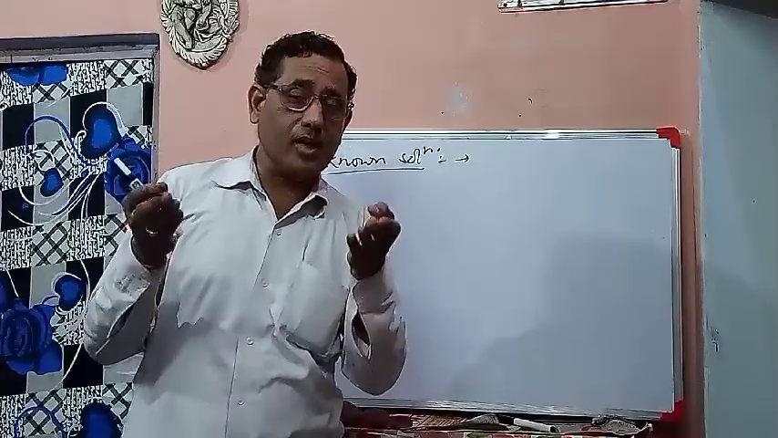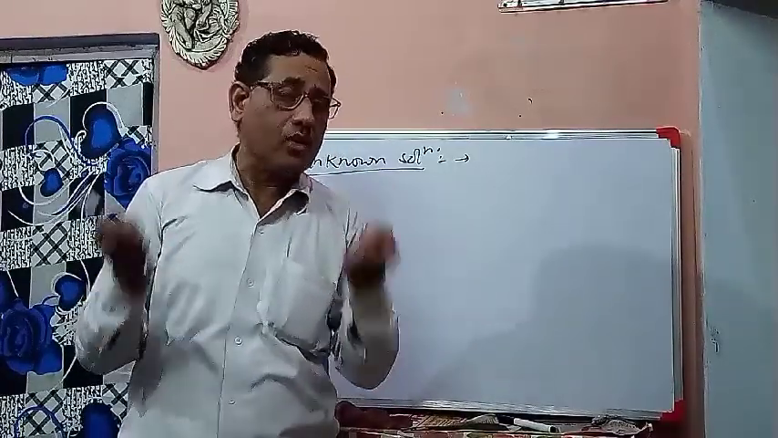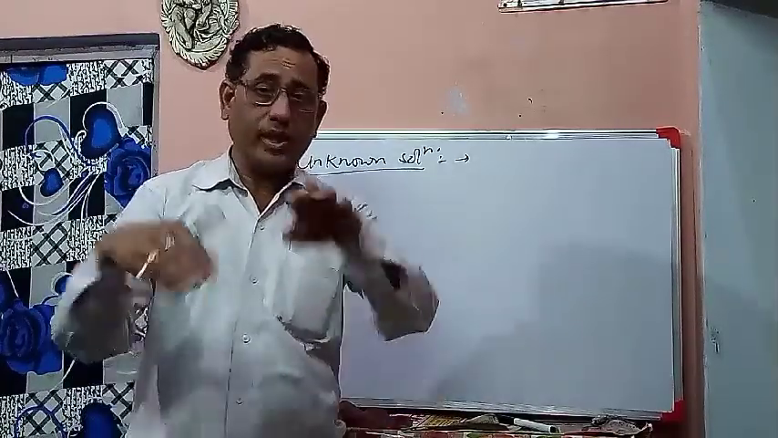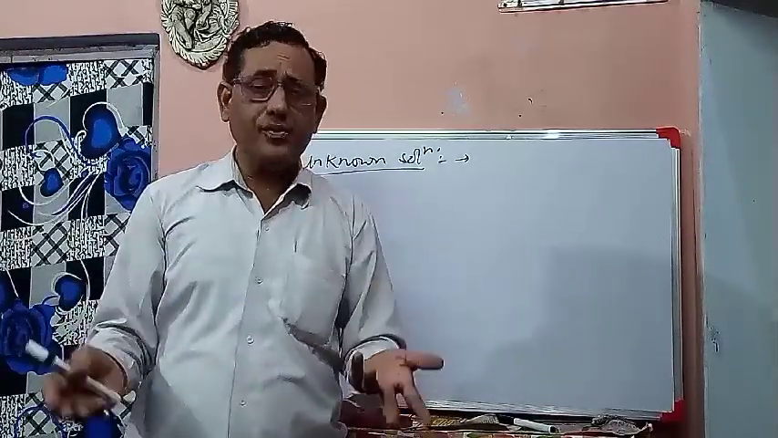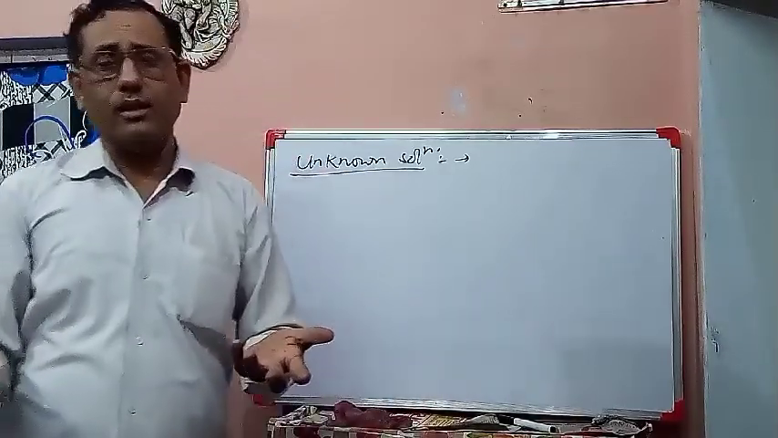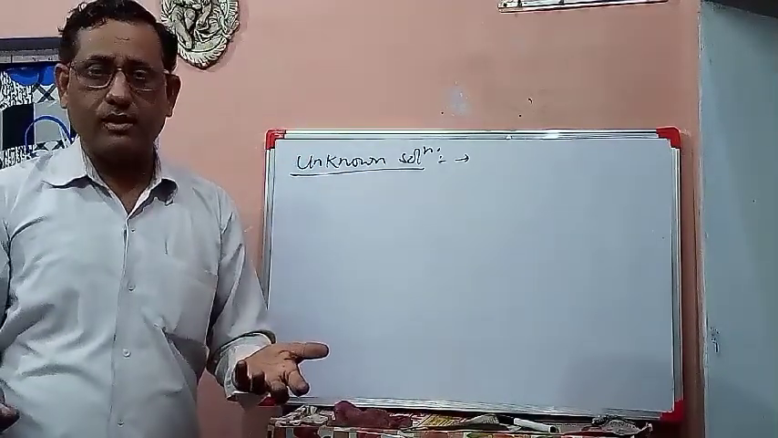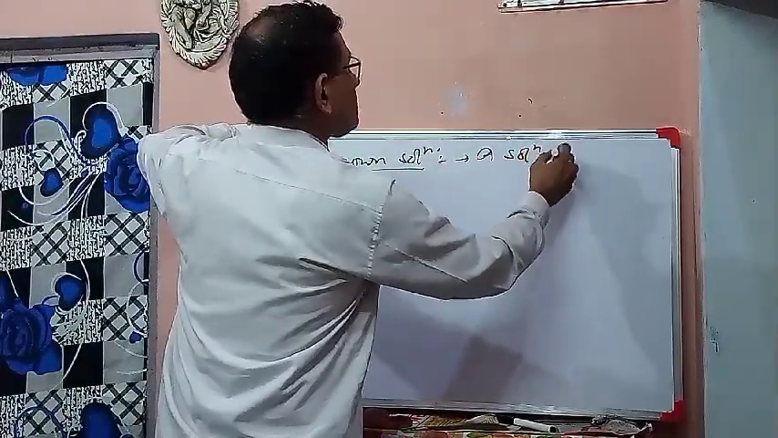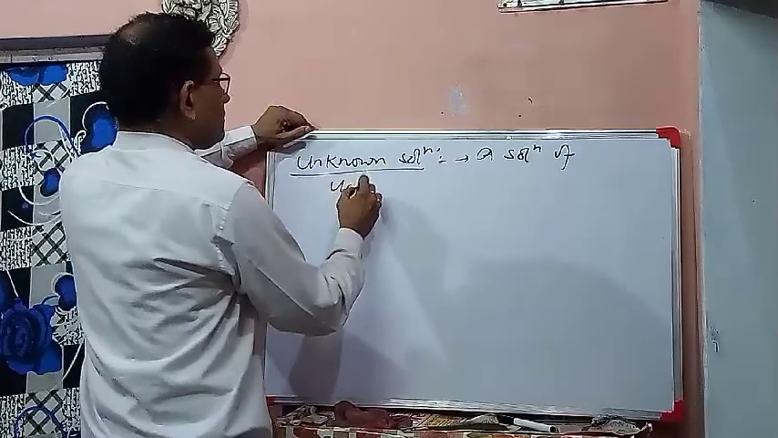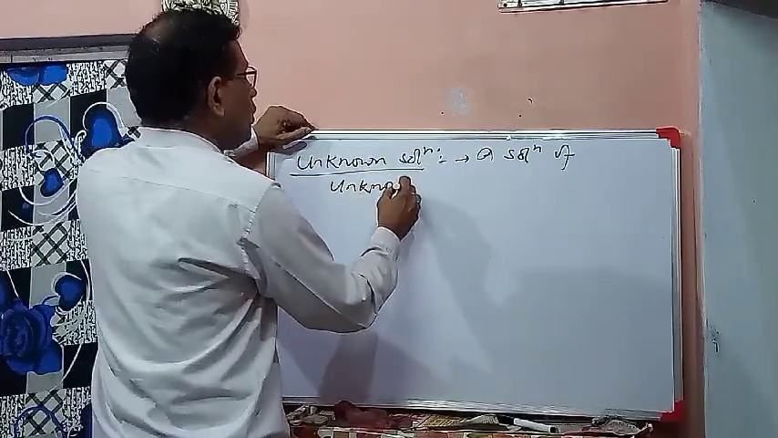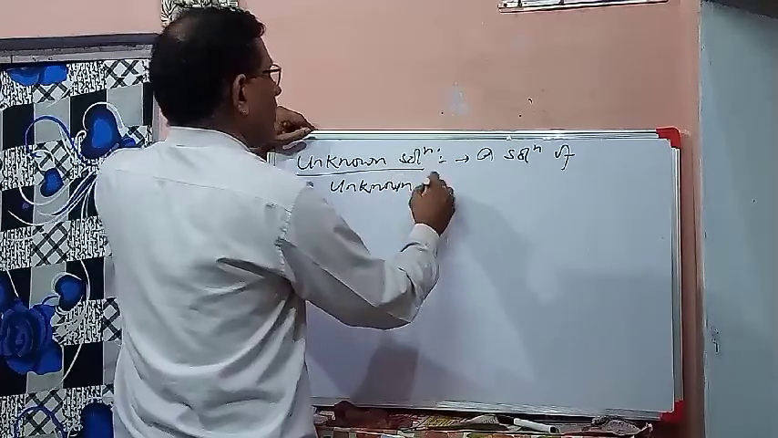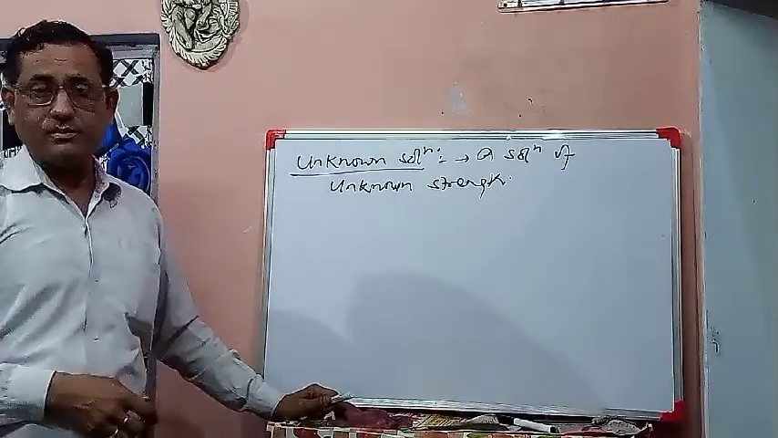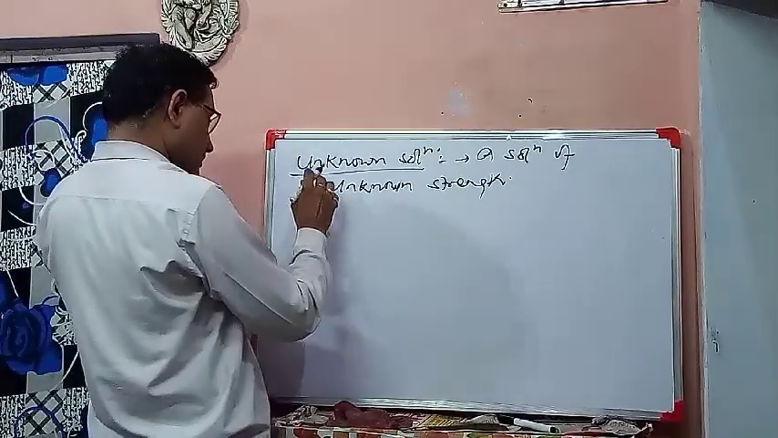ये आप तभी बता पाएंगे जब दोनों की स्ट्रेंथ मालूम हो, what amount of salt is dissolved in a definite amount of water, ठीक है ना. ये चीज हमको नहीं मालूम है कि what quantity of salt is dissolved in the water, then it is called unknown solution. It is a solution of unknown concentration, unknown strength. Clear?